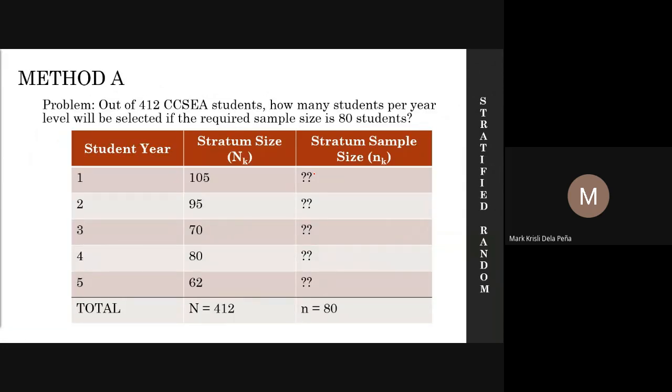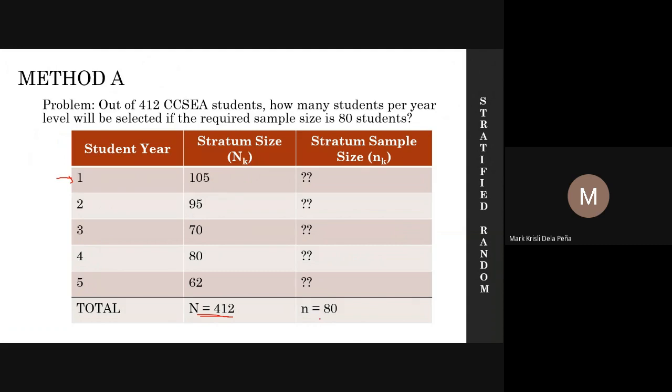So say for example, we have 412 CSEA students and we only need 80 students to be our respondents. So what do we do? Let's just say that there are also fifth year students. So this will be our data. The total population of CSEA is 412. Now 105 of which are first year students, so first year is our first stratum. Our second stratum is for the second year, and so on. So 105 students are in first year, 95 are in second year, 70 are in third year, 80 are in fourth year, and 62 are in fifth year.